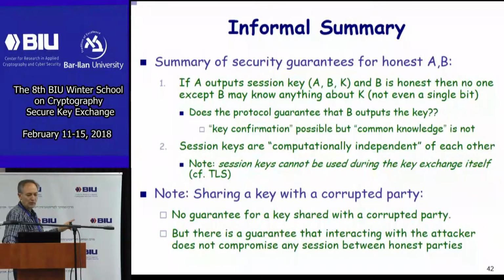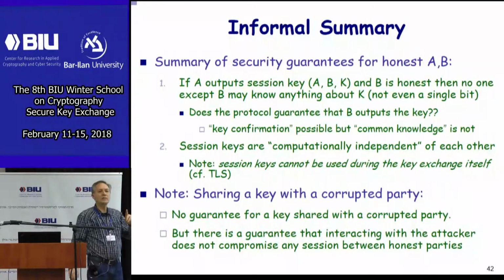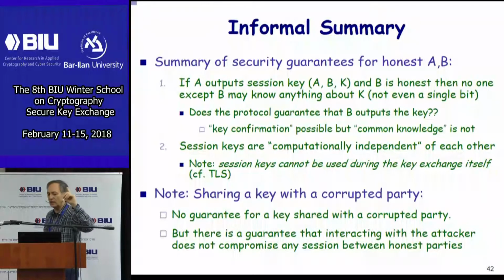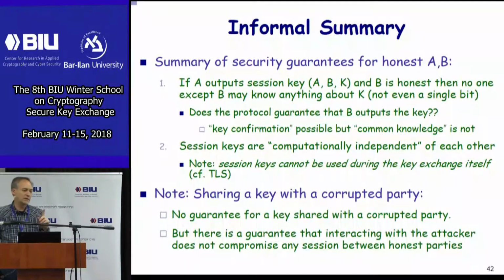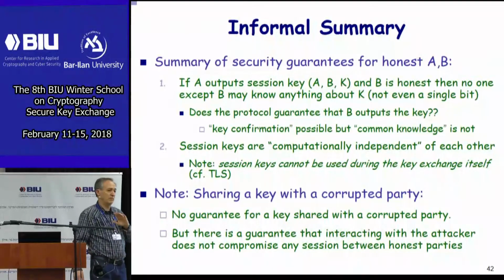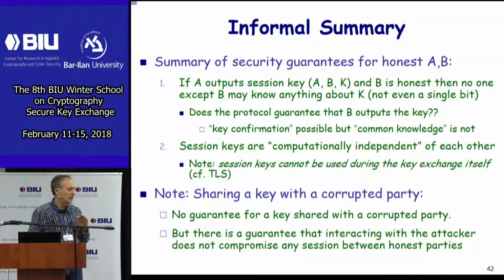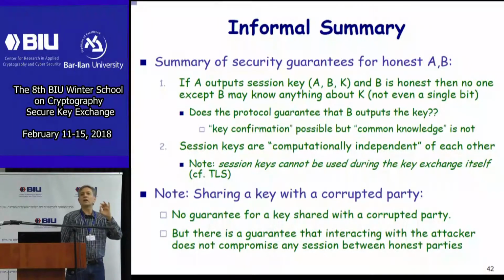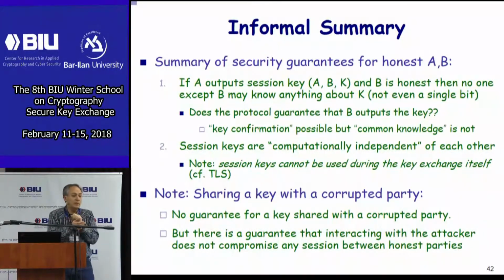Okay, now I want to talk about this thing. All these models, the Bellare-Rogaway, Canetti, Krawczyk, and all the derivatives, at least used to be, I mean, they were designed like this. There is no guarantee if you're talking to a corrupted party. You may end the protocol without knowing that you talk to a corrupted party, because the party, from your point of view, behaved okay.